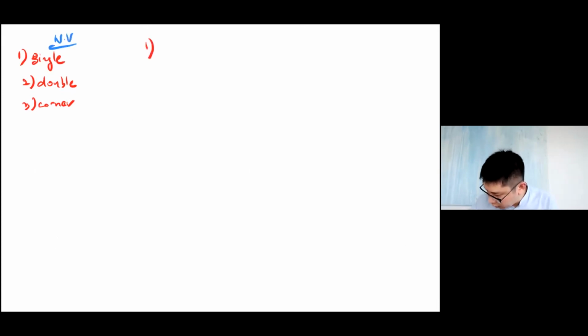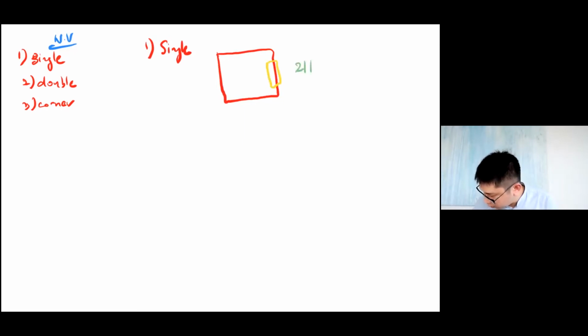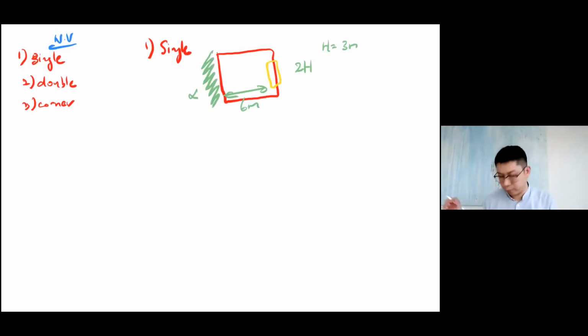So single, which means you only have one opening, and this is 2H. H is your ceiling height. Let's say it's 3 meters. So maximum area is 6 meters. Anything beyond 7 meters cannot be considered as natural ventilation.